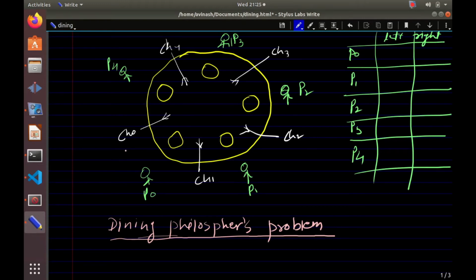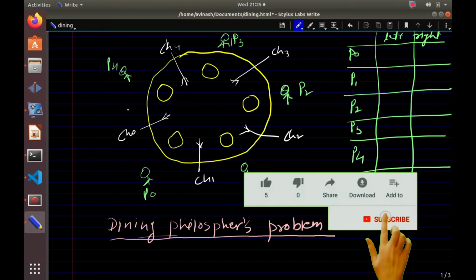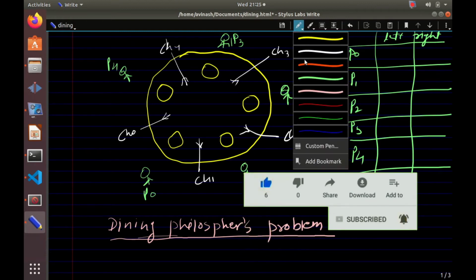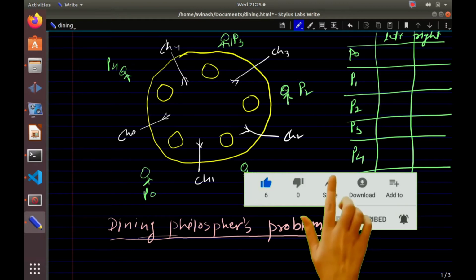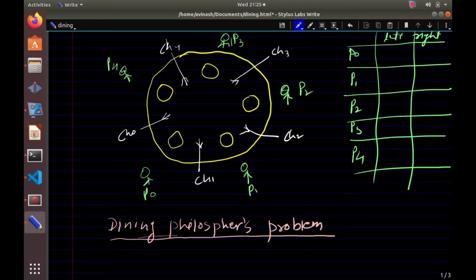Hello. So in this lecture we will be studying the dining philosophers problem with the theoretical concepts. In the dining philosophers problem, if you observe this diagram, there are 5 philosophers: P0, P1, P2, P3, P4. They are sitting around a round table, and there is food, a dish, kept in front of them, and they want to eat from this dish.